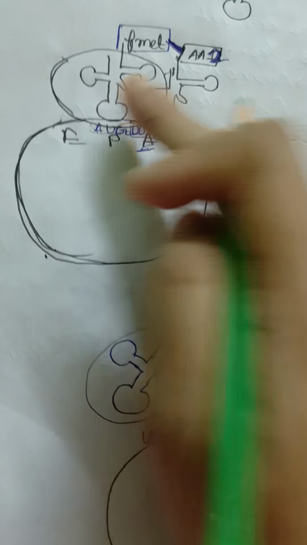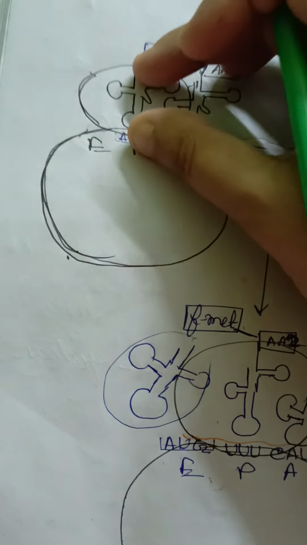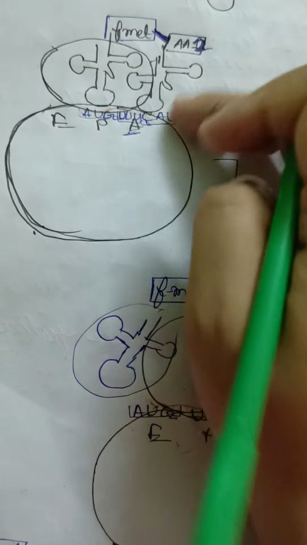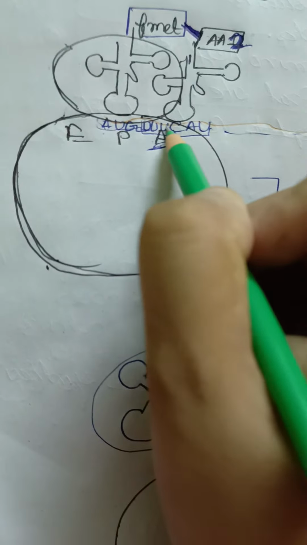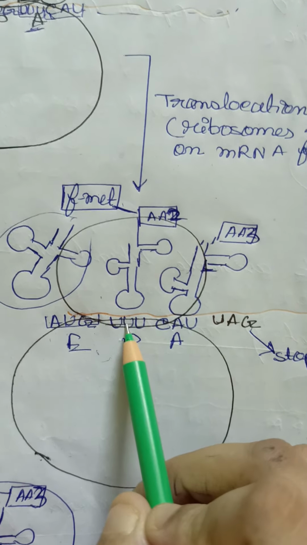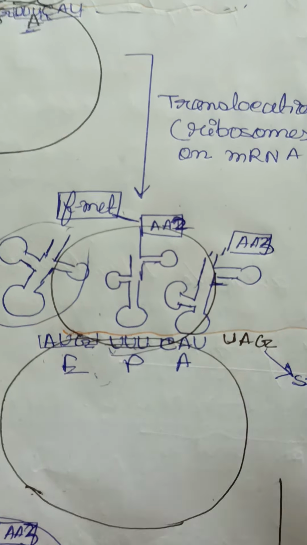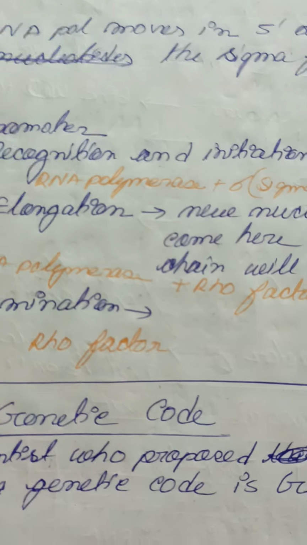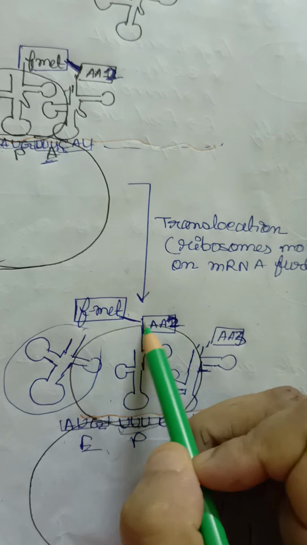The next tRNA comes at site P, because the mRNA is moving, so it shifts here. So now this tRNA shifts to the P part, and obviously the next codon will come at site P. The next codon UUU comes at site P. UUU codes for phenylalanine, so the phenylalanine amino acid will come here. Again it makes a bond.